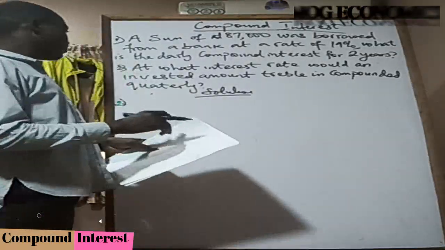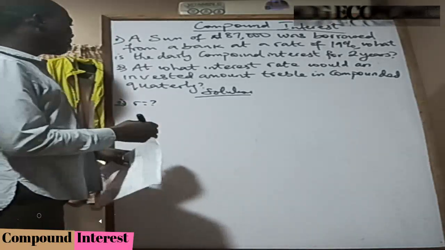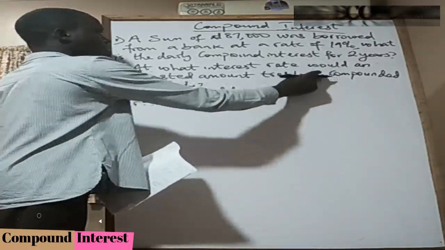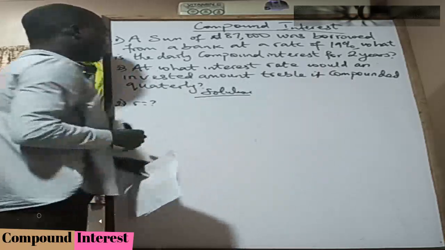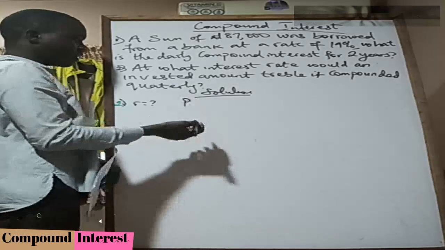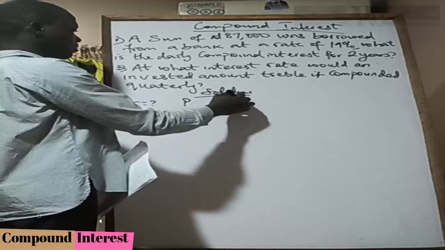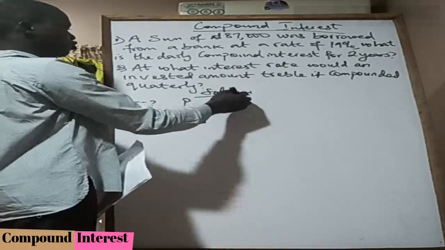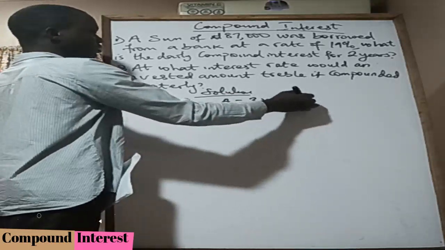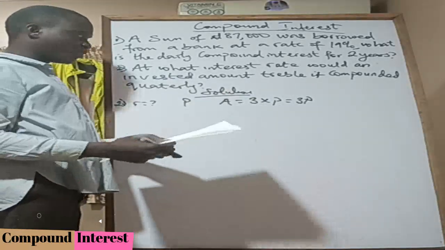So for question 2, we have: at what interest rate? So we don't have the R. At what interest rate would an invested amount treble if compounded quarterly? There's no figure, so what are we supposed to do? The invested amount is P, right? For it to treble, that means we are going to have 3 times P. So A will be equal to 3P.